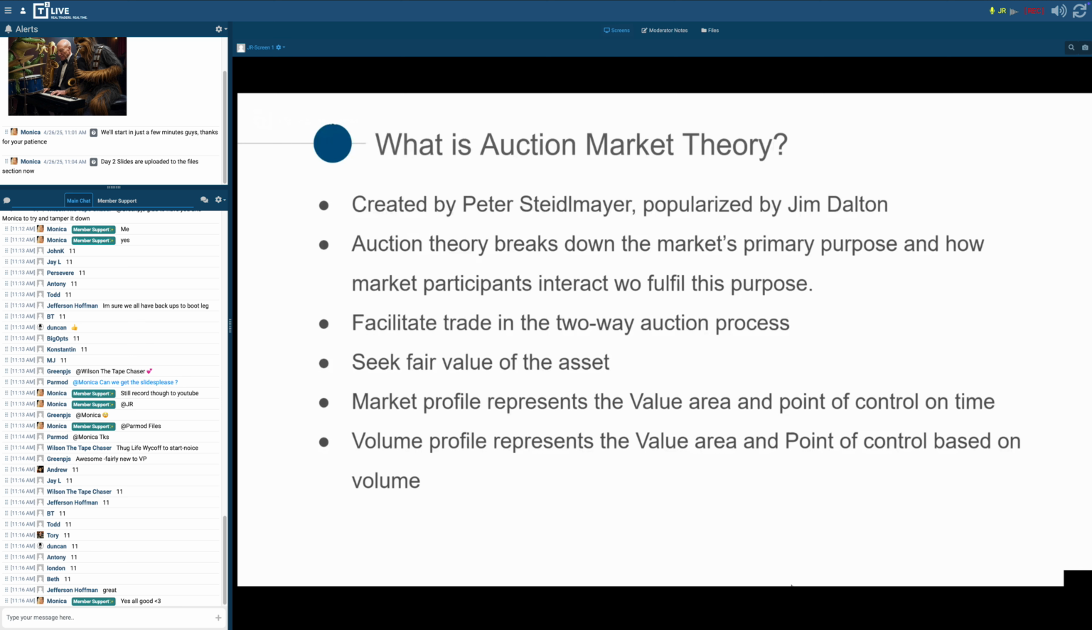So, what is auction market theory? It was created by Peter Steinmeier and popularized by Jim Dalton. There's a lot of you guys who are fans of the market profile, and so you're familiar with some of these names and terms. So, auction theory breaks down the market's primary purpose and how market participants who fulfill this purpose interact. Oh, there's a little typo there. Facilitate trade in two-way auction process. Seek fair value of the asset. Market profile represents value area and point of control on time. Volume profile represents the value area and point of control based on volume.